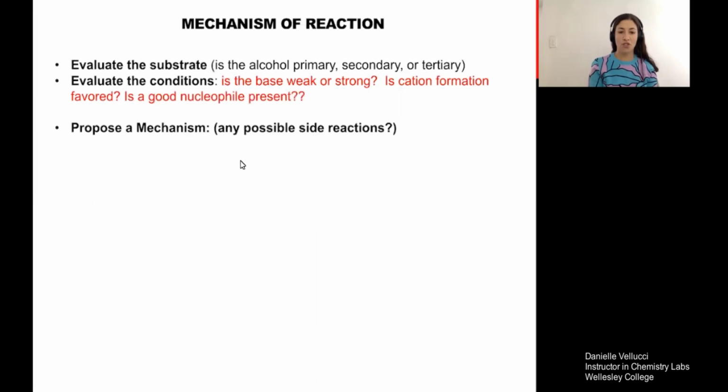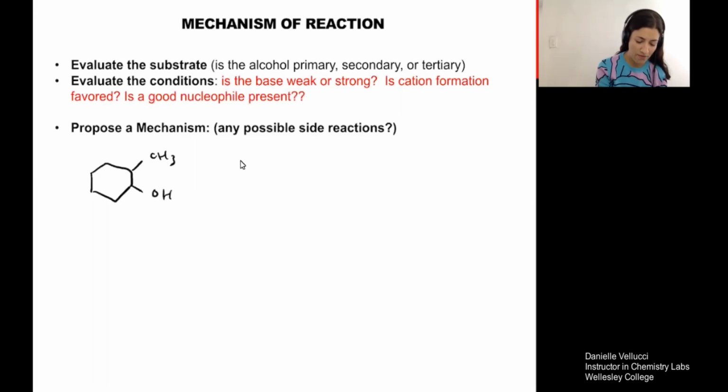So let's take a look at the substrate. I'm just going to leave the stereochemistry out and draw the methyl cyclohexanol. And the first consideration we want to ask ourselves when considering the mechanism is, do we have a primary, secondary, or tertiary alcohol? So hopefully you've recognized it as a secondary.